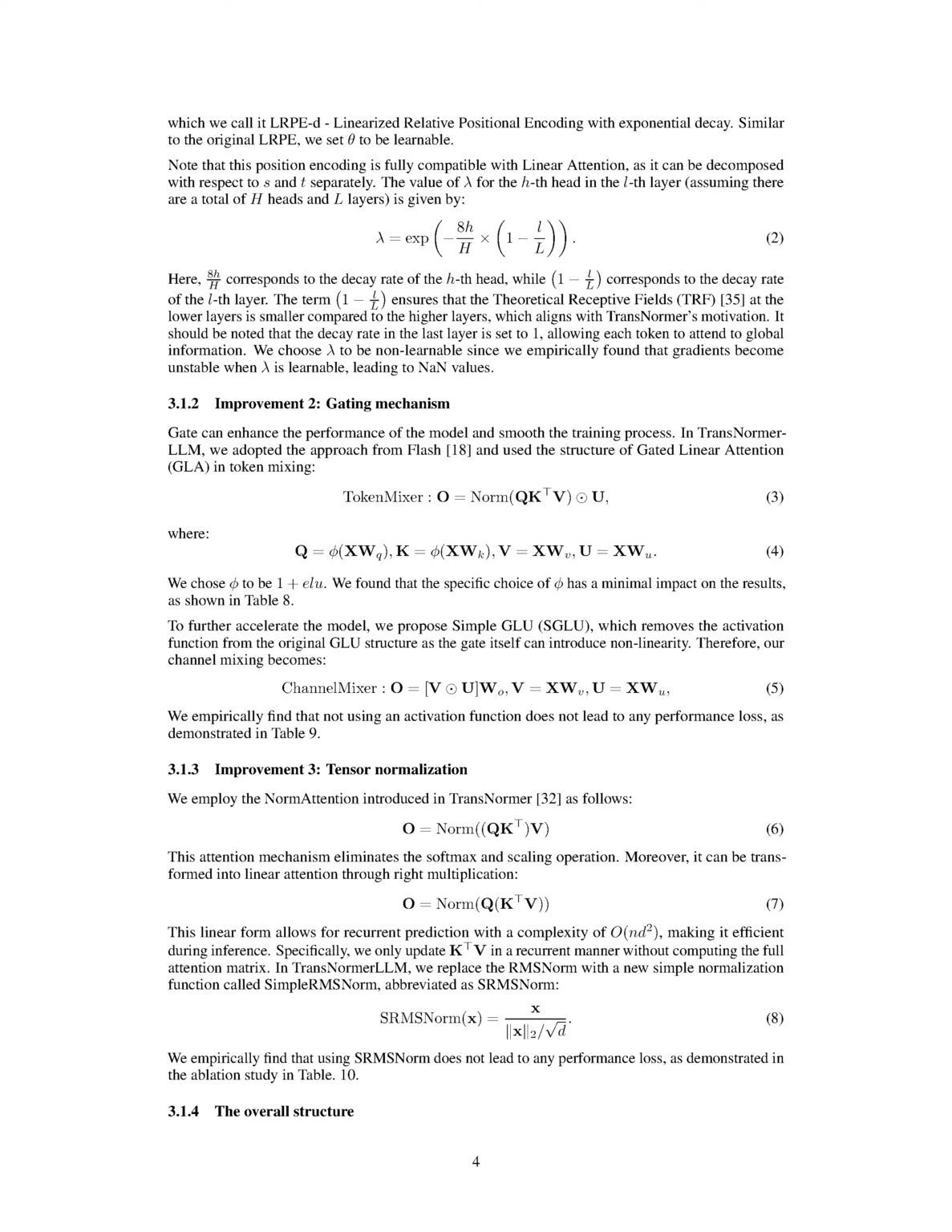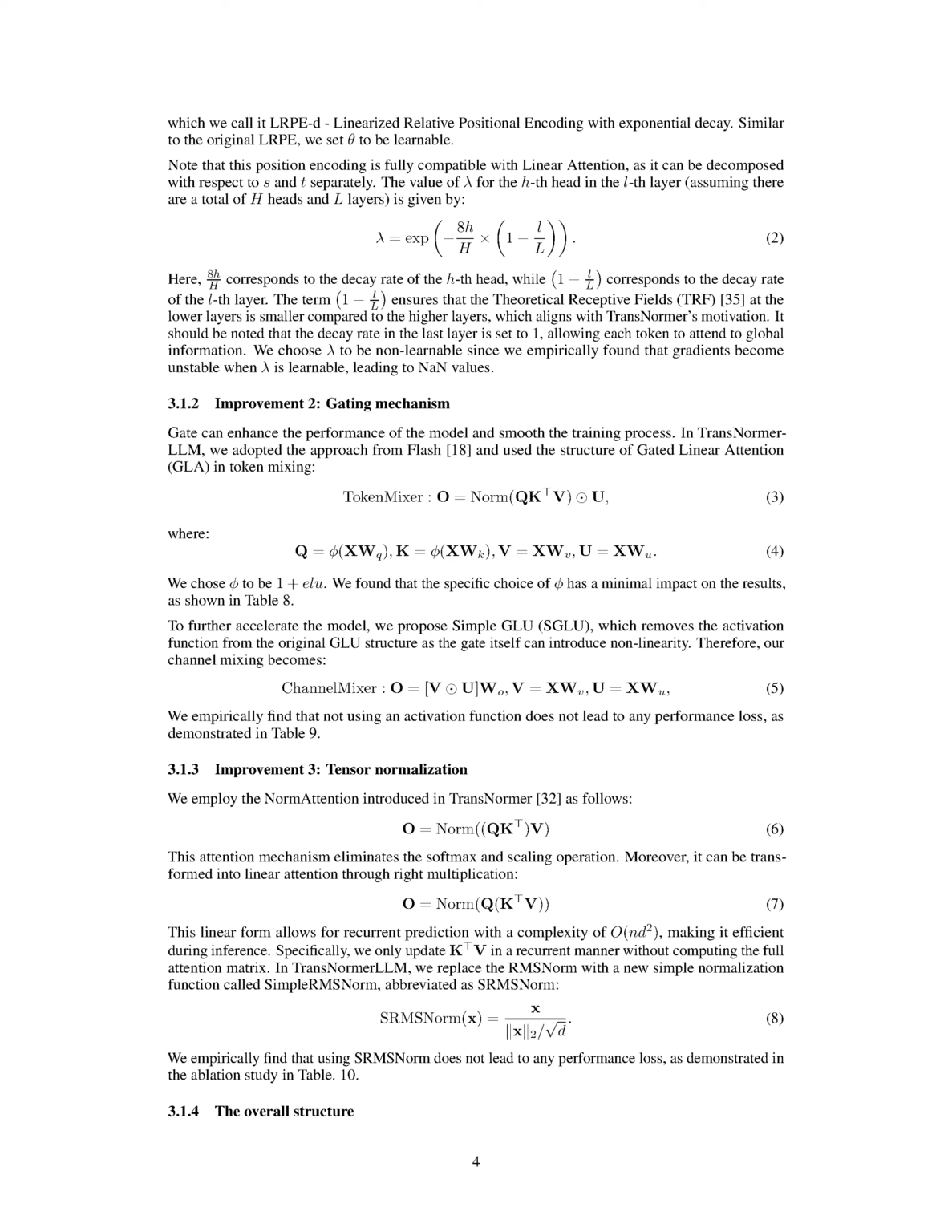The overall expression of our position encoding is a multiplication of the query and key, multiplied by lambda raised to the power of the difference between the positions, and multiplied by the exponential of i times theta times the difference between the positions. We set theta to be learnable. This position encoding is fully compatible with linear attention, as it can be decomposed with respect to the positions separately.